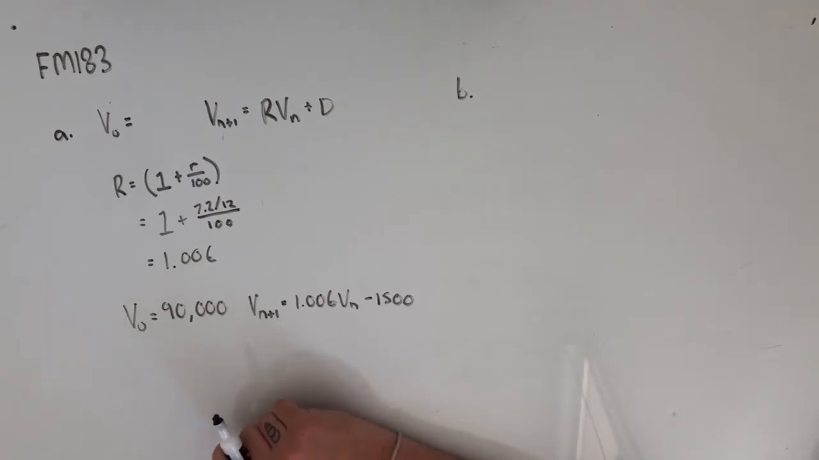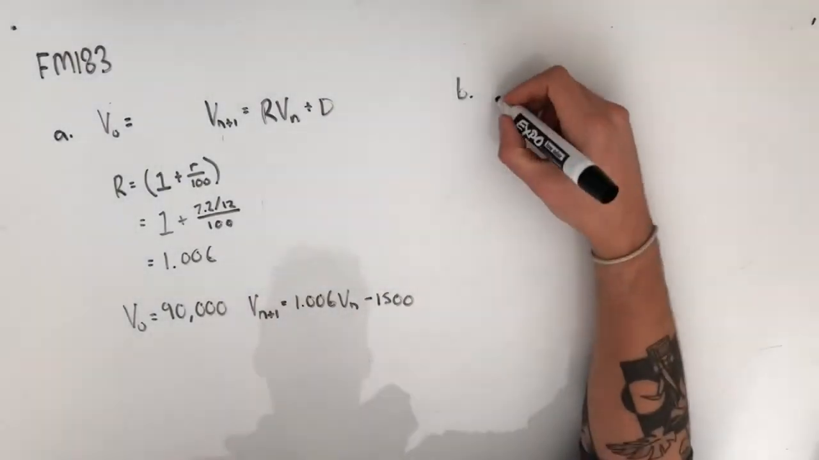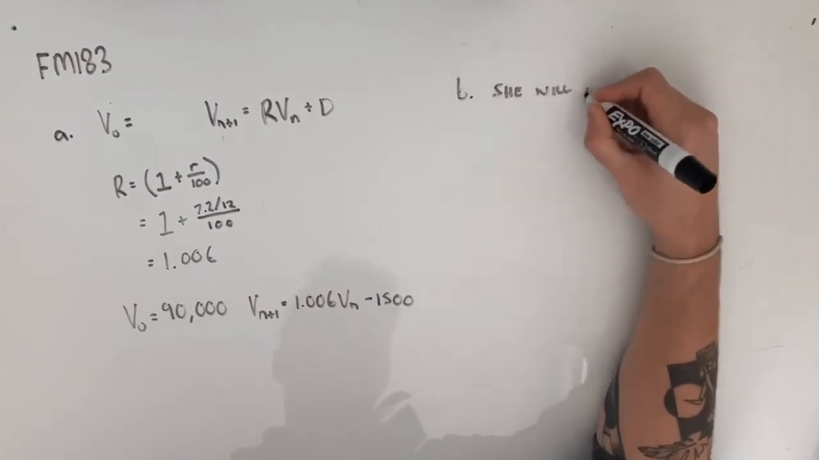So by now, you guys should be figuring out that more compounding periods per year means that an investment earns more interest. So if we were to reduce the number of compounding periods from 12 a year to 1 a year, this will result in Bernadette receiving less money from her investment. So something along the lines of she will receive less.